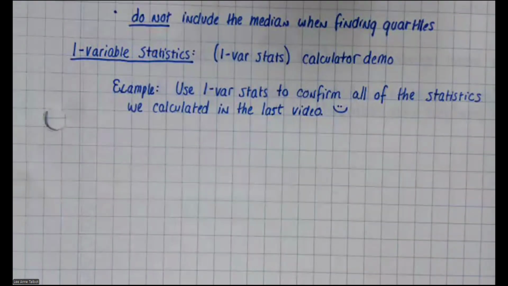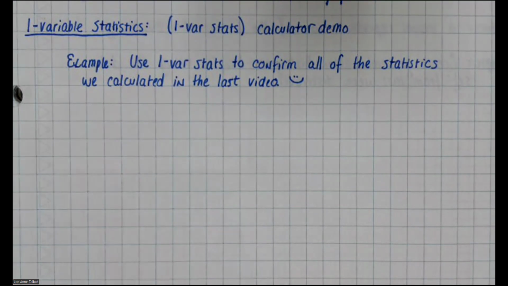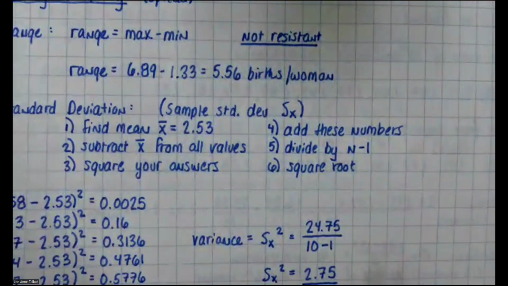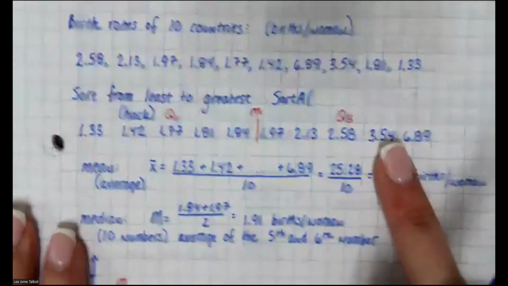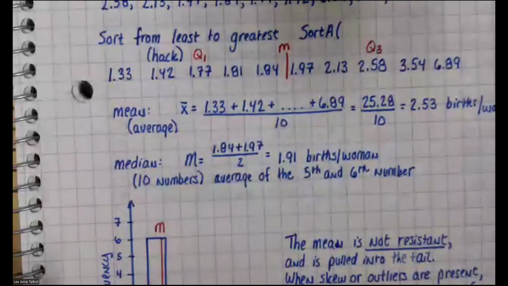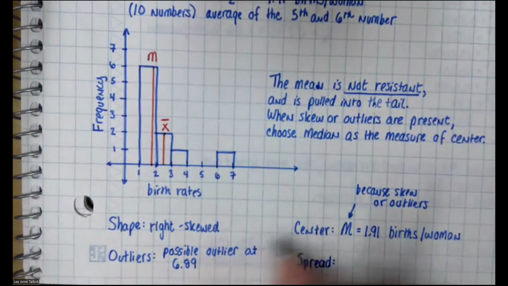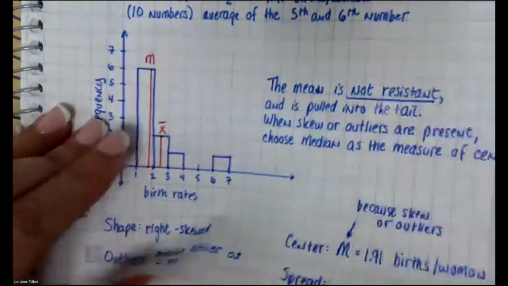Okay. Next thing we're going to do is use our calculator to figure out everything that we have done so far for this data set. So let me remind you from the last video, we had this data set of the birth rates of 10 countries. We calculated the mean, we calculated the median, we did a histogram. We stated that a value was a possible outlier. We talked about why the median should be used in this case and not the mean.